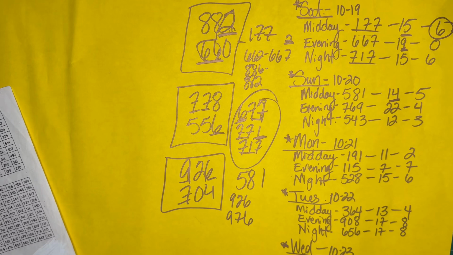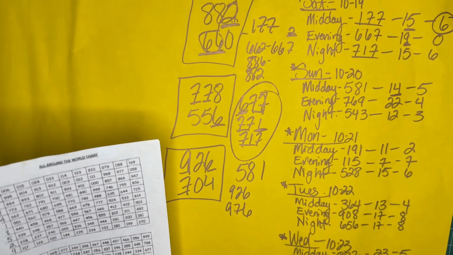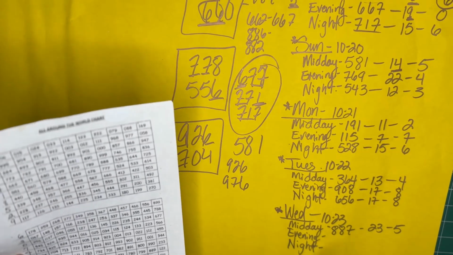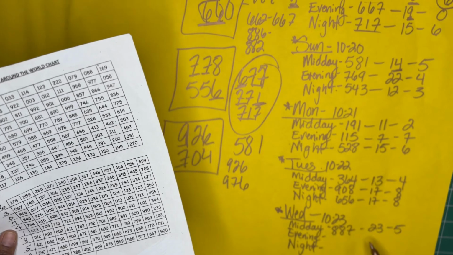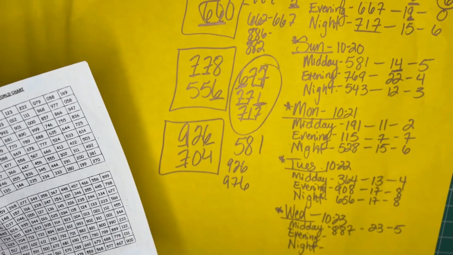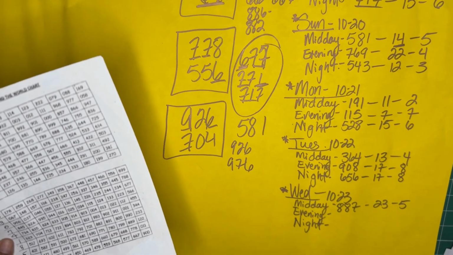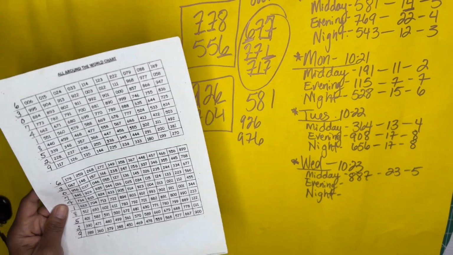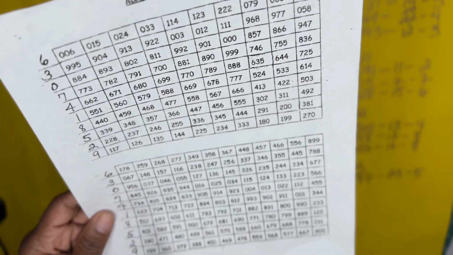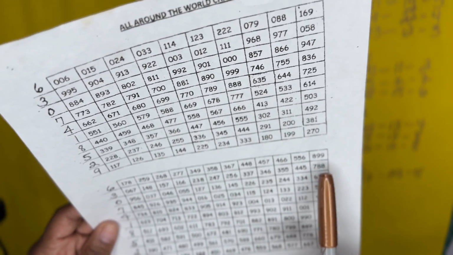So let's do today's number, which came out 887. So 887 gives you a sum total of 23. That sum total of 23, you look for the 3 on the chart. I'm trying to get it where you guys can see it. We're looking for the 3. So it gave us a sum total of 3. So we're looking for the 887 on the 3 line. But there it is right there.